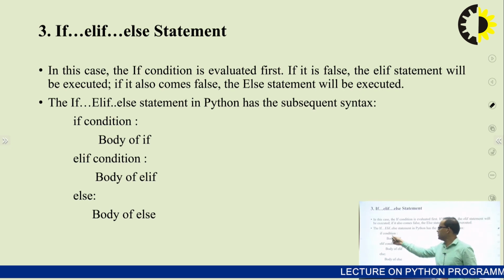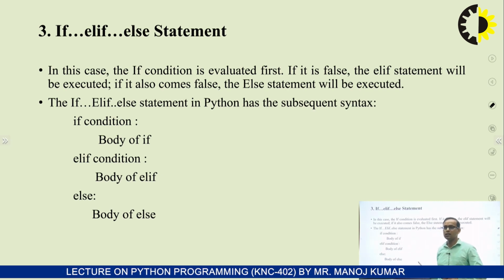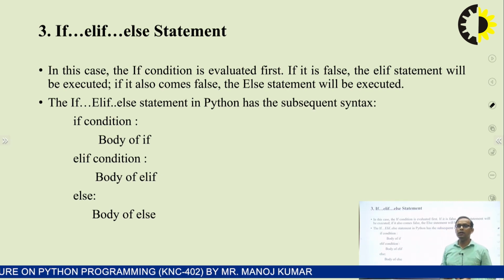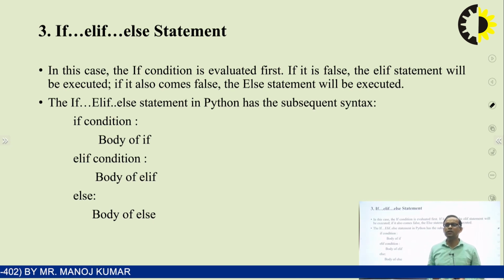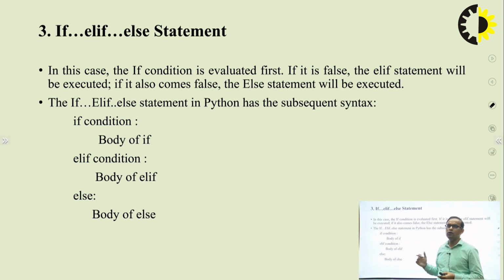If this condition is satisfied, then the statement written here will execute. Here we test more than one condition. In case of the if statement or if else statement, we simply test one condition, but in this scenario, we have to test multiple conditions. This is condition 1. If condition 1 is satisfied, then this statement will execute. This is condition 2. If condition 2 is satisfied, then this statement will execute. There may be more than one condition.